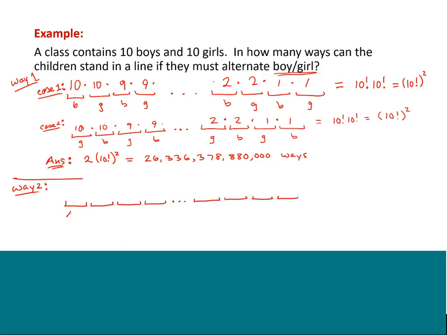So, first kid in the line. How many possibilities are there for the very, very first child in the line? You completely disregard whether you're going to start with a boy or a girl. Correct. You have a grand total of 20.